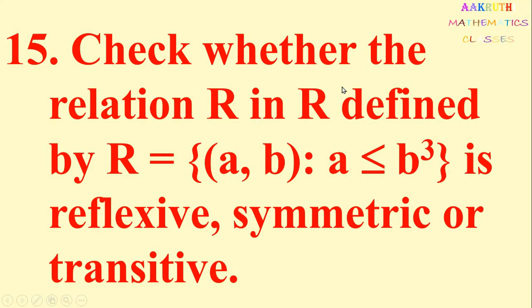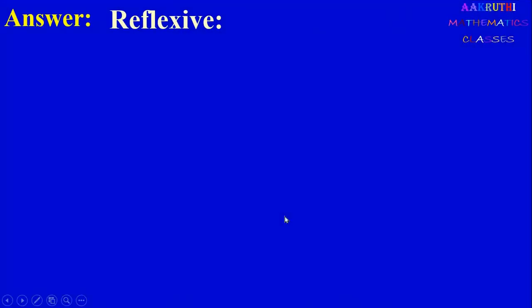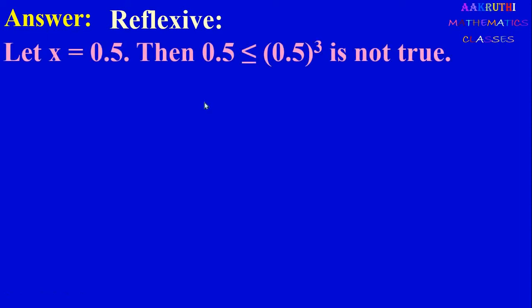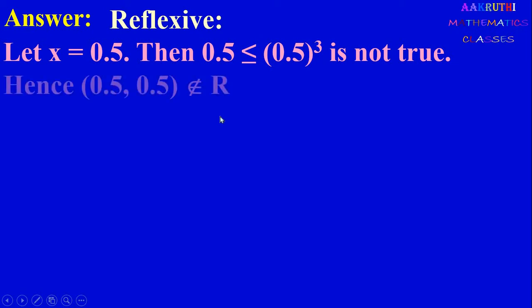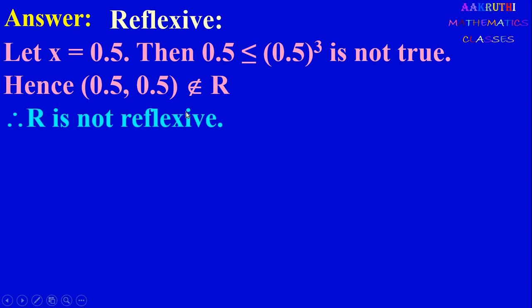So next question: check whether the relation R in the set of reals defined by R equal to the set of all (a, b) such that a is less than or equal to b cube is reflexive, symmetric or transitive. You have to check whether it is reflexive, symmetric and transitive. Now first one, reflexive. We take the same example, consider 0.5. So 0.5 less than or equal to 0.5 cube is not true. So therefore (0.5, 0.5) does not belong to R. So therefore this relation is not reflexive.